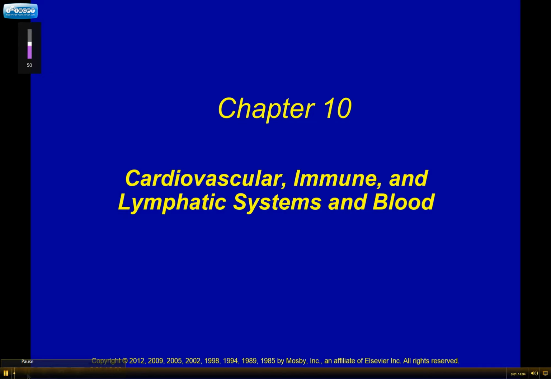Okay, we're starting chapter 10. I don't know why they bunched all of this together because it just makes for an insanely large chapter, but we're going to tackle this. This chapter includes cardiovascular, immune, and lymphatic systems and the blood. So, of course, there are multiple layers of information here. They all do relate to one another, so I can see why they bunched it all together. It's going to make for a big chapter. So let's get started.